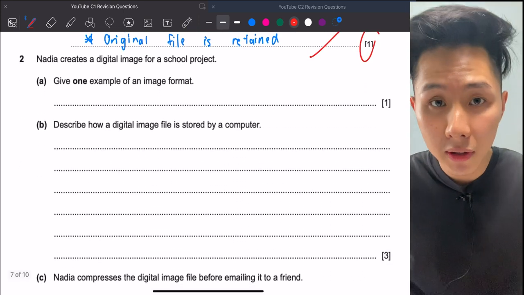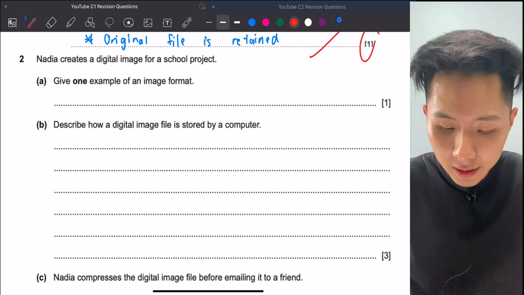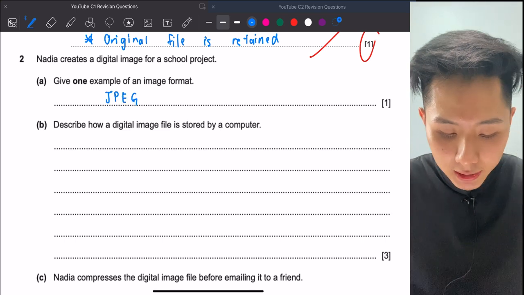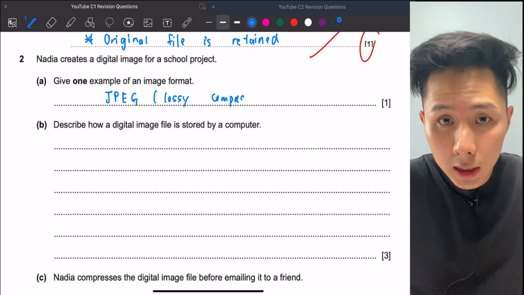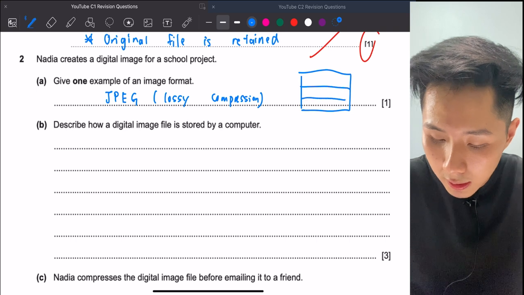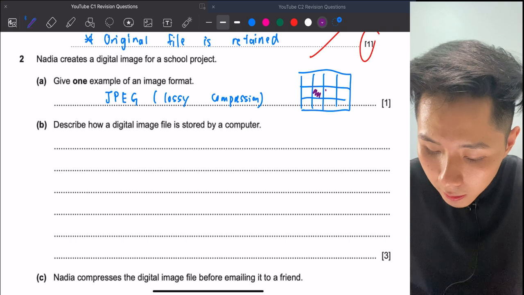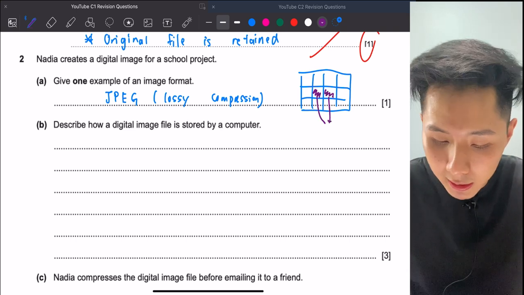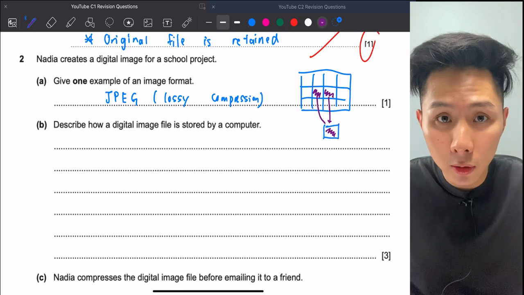So after having videos, we have image. Give one example of an image file format. You can write your answer here. One example is JPEG, which is a form of lossy compression. They basically remove data. So for instance, if I have an image here with a 4x3 image resolution, if these two frames have the same colors, instead of encoding both, they'll just compress it to have one frame instead, so that it will take up less space.